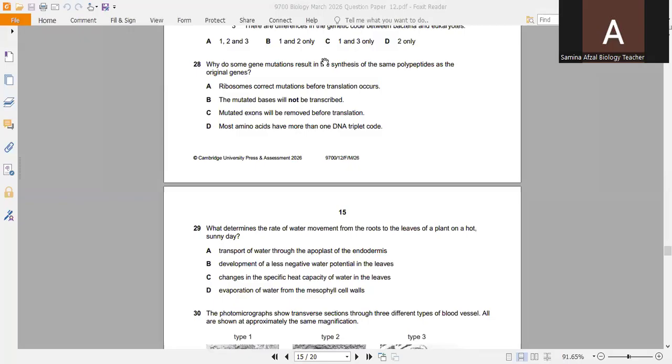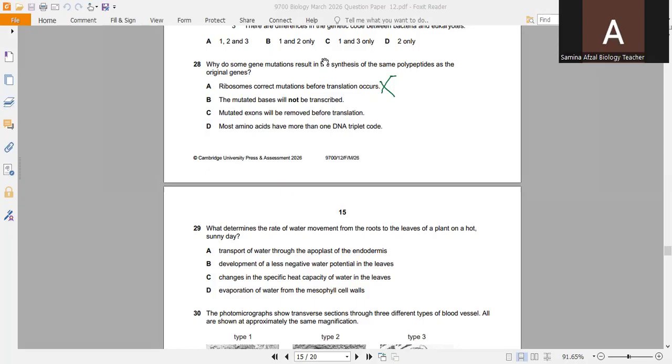The first option is that ribosomes correct mutations before translation occurs. This is not correct. Why? Because ribosomes are responsible for translating messenger RNA into a polypeptide chain. They do not possess any proofreading or repair mechanisms to correct mutations before translation. So this is not correct.